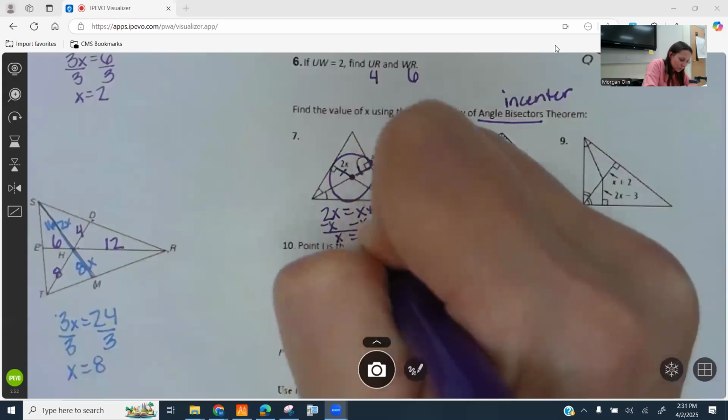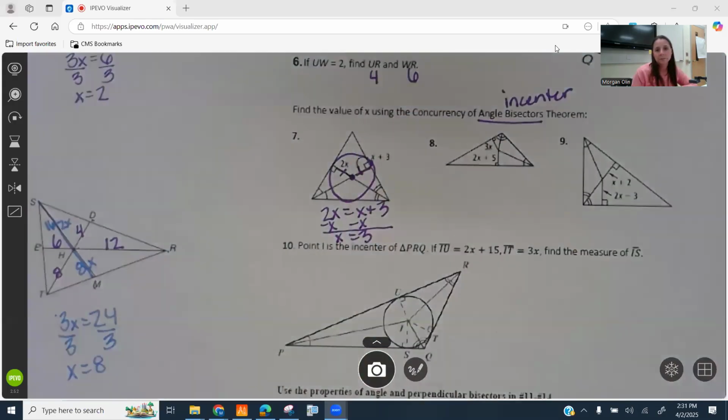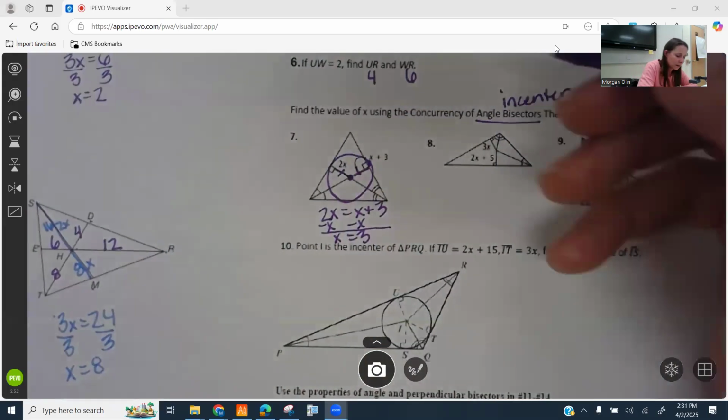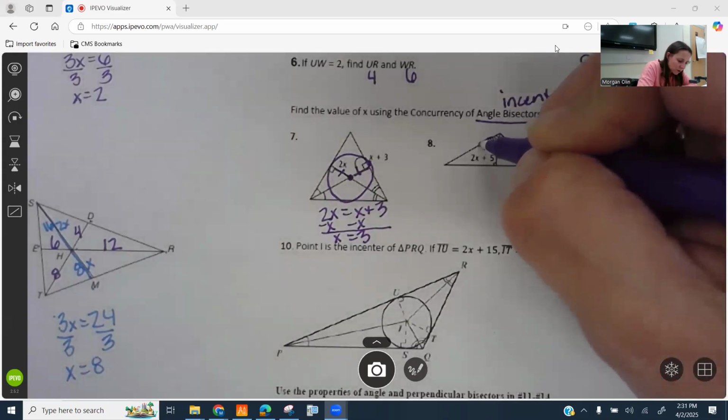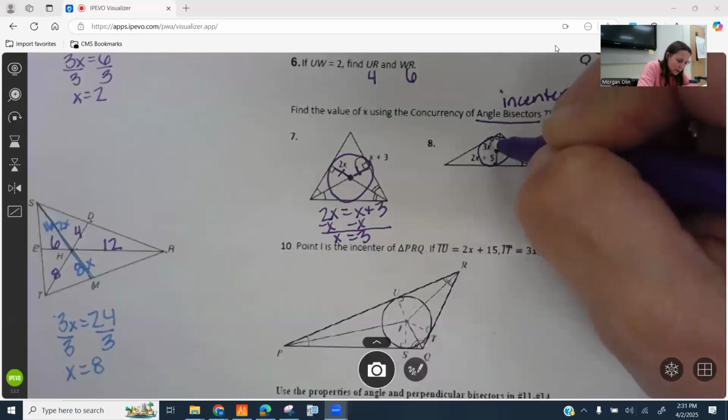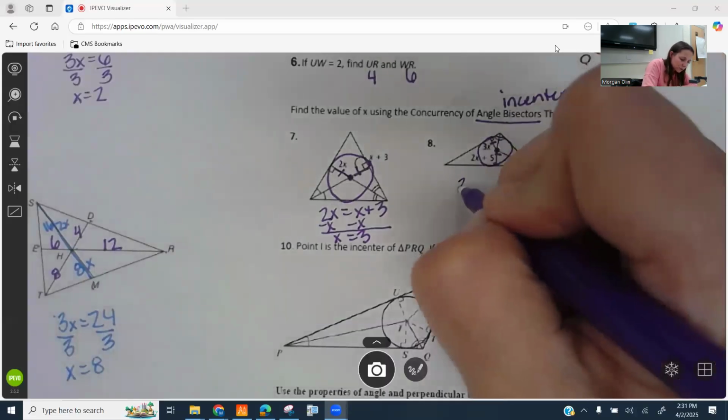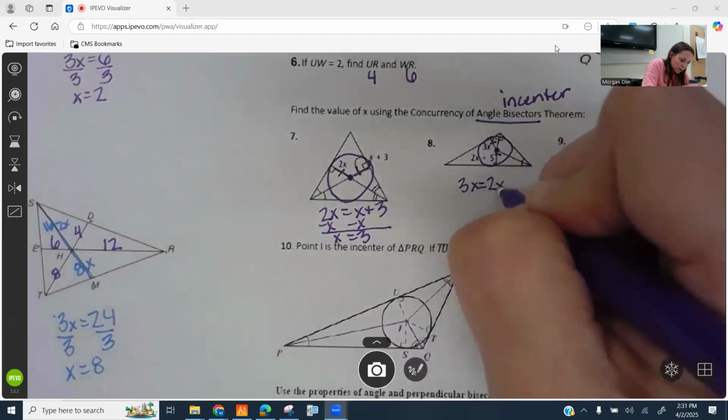So the x equals 3 in this case. All right. Same thing again. Here I have angle bisectors. They meet at a point. I can draw the circle in the center. And both of these are radii, so these are going to be equal to one another.